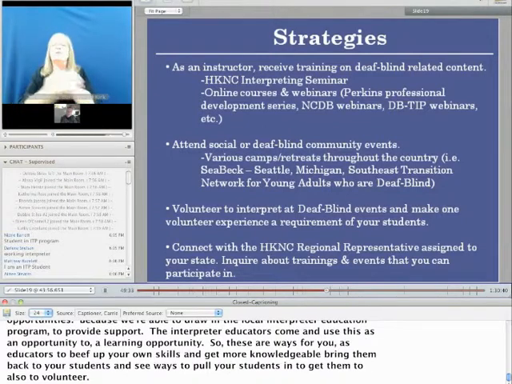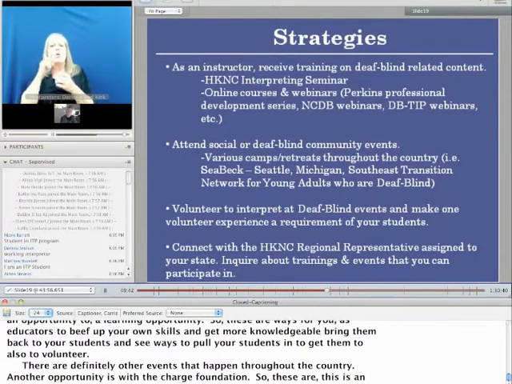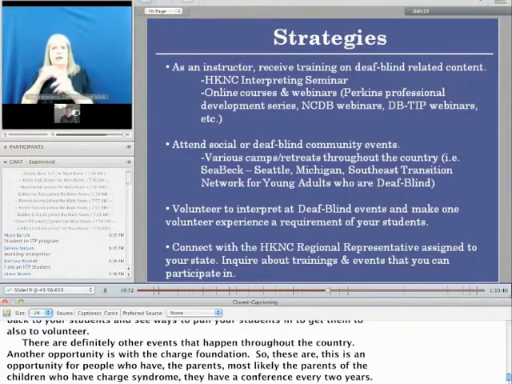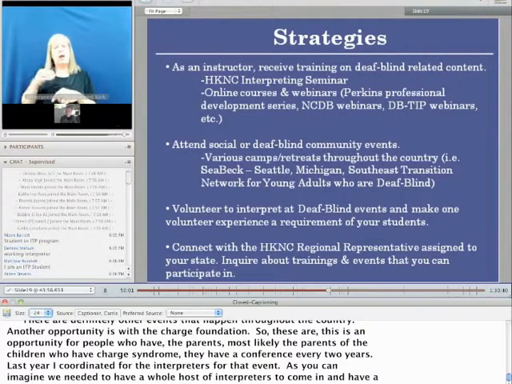Another opportunity is with the Charge Foundation. So this is an organization for people who have the parents, most likely the parents of children who have Charge syndrome. And they have a conference every 2 years. Last year, I coordinated the interpreters for that event, and as you can imagine, we needed to have a whole host of interpreters, and we were able to come in and have just a great learning experience while communication was taking place. So a lot of volunteer opportunities.